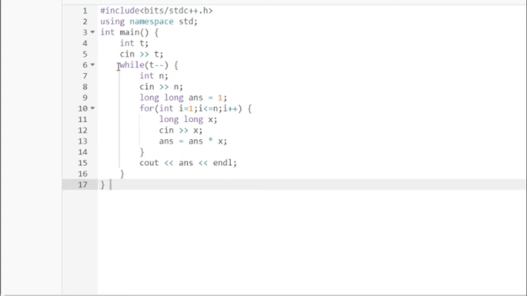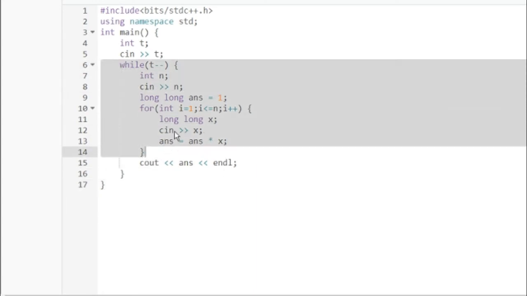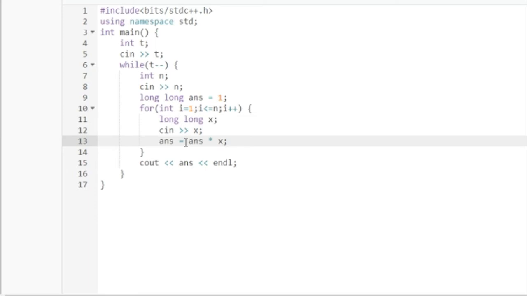So what we have done over here, first of all, this while is for the test cases. If the test case is 1, in our case the test case was 1, so the loop will go for 1 time only. Then number of elements, for number of elements this loop will cover. Okay, and the answer will be the actual answer.